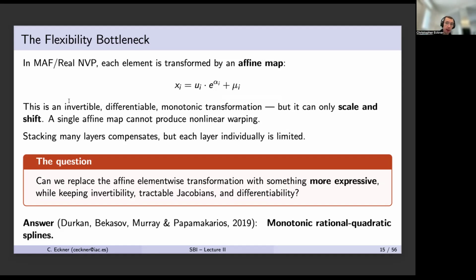So what you would rather like to do is something more expressive per layer that eventually will also reduce the number of layers you need in order to reach the expressiveness you need for the problem, which also reduces the computational overhead of your problem. And what people thought about there, something I already mentioned last time, are these monotonic rational quadratic splines.